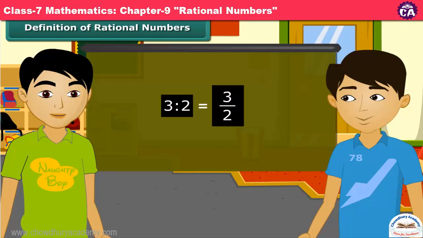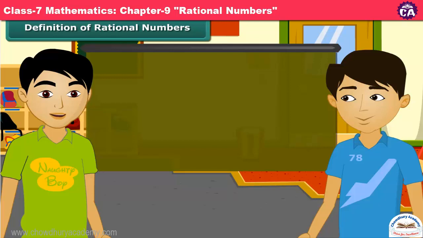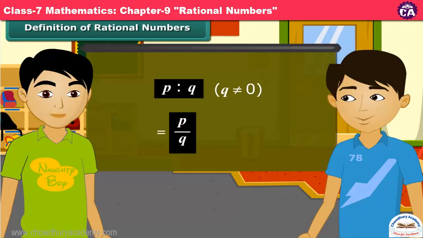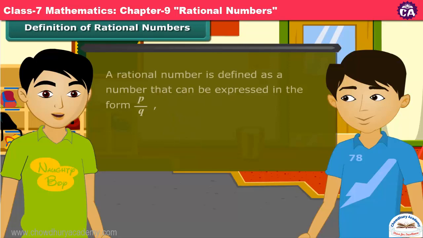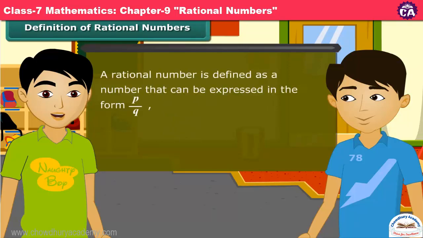Yes. Similarly, the ratio of two integers, p and q, in which q is not equal to 0, can be written in the form p by q. This is the form in which rational numbers are expressed. A rational number is defined as a number that can be expressed in the form p by q, where p and q are integers and q is not equal to 0.